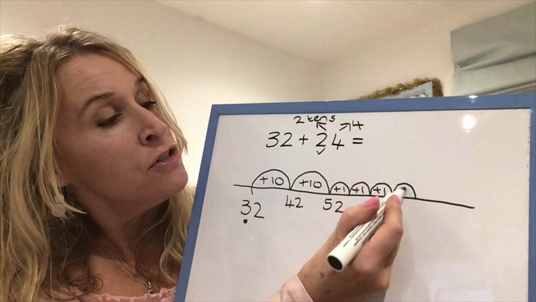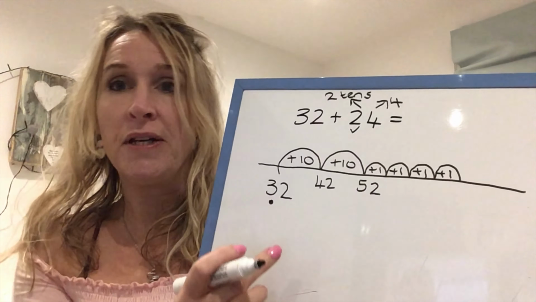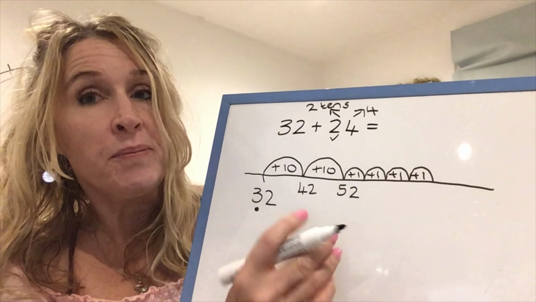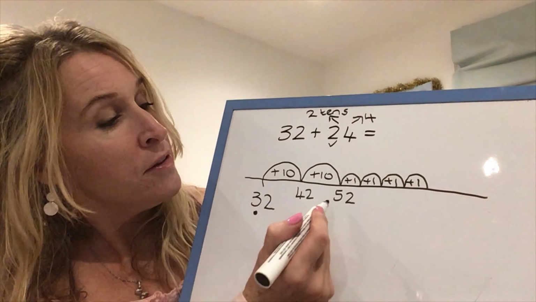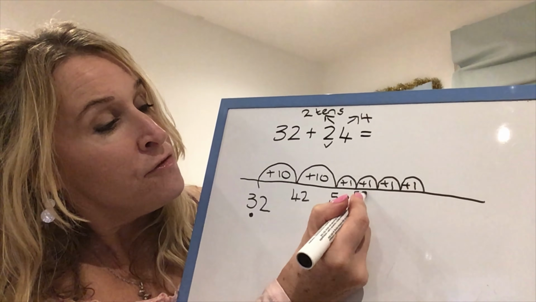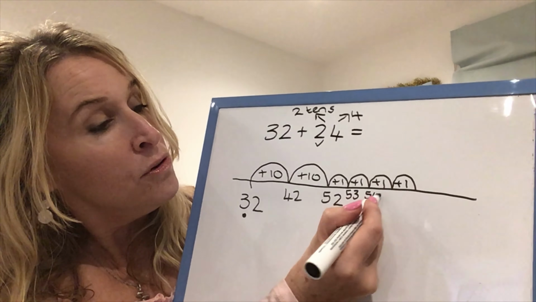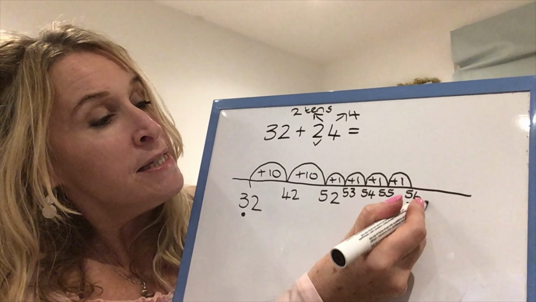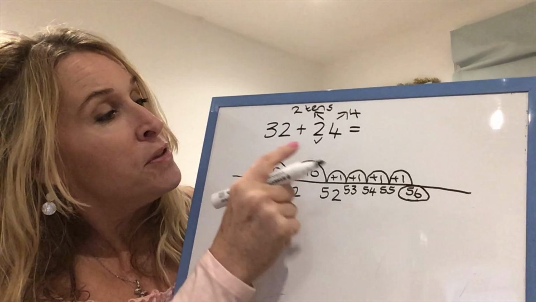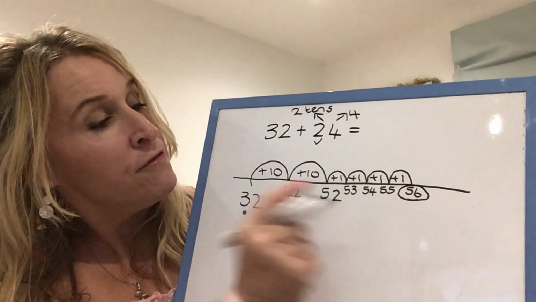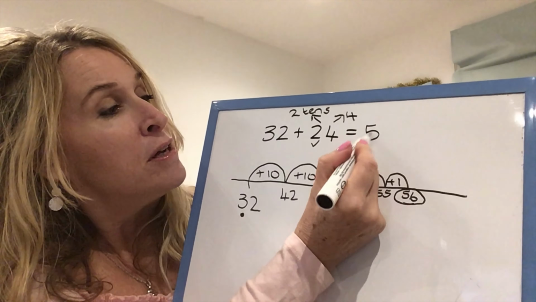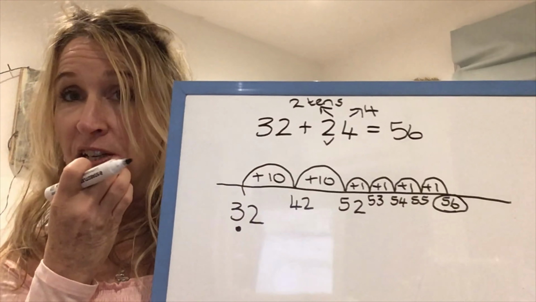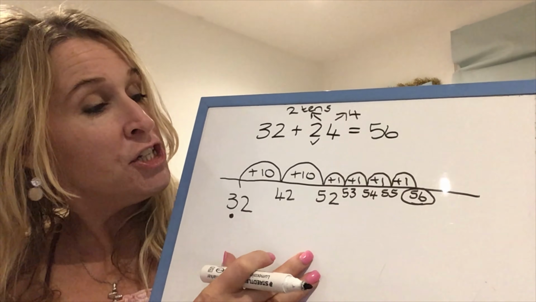Now I would get your children to actually write in the jumps as well, because as we get to more trickier means of adding and combining jumps, we're going to need to know what each jump is worth. So 52 goes to 53, 54, 55, 56. So we can see that by counting on from 32 in tens and ones, 24 places, we get to 56. So this is what children are learning to do and using this place value knowledge in year 2.